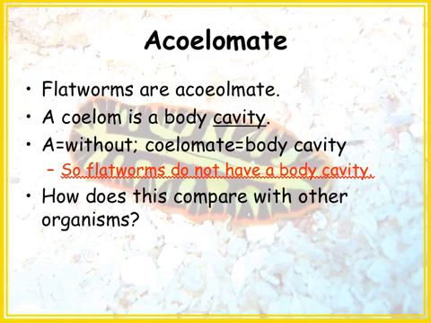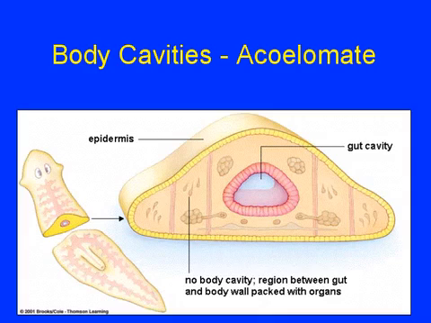How does this compare with other organisms? So this is a planaria, a flatworm, and you can see here in the picture, so here's the digestive tract, and here's the ectoderm, or the skin, and inside there's just organs everywhere. There's no body cavity. The region between the gut and the body wall is packed with organs.